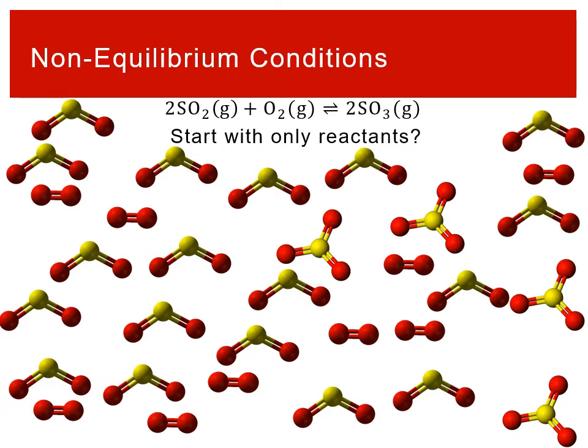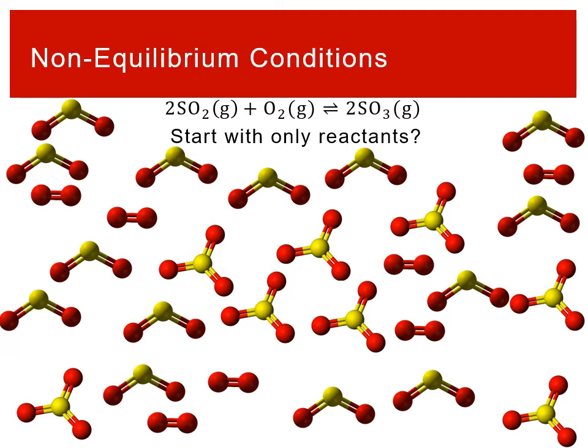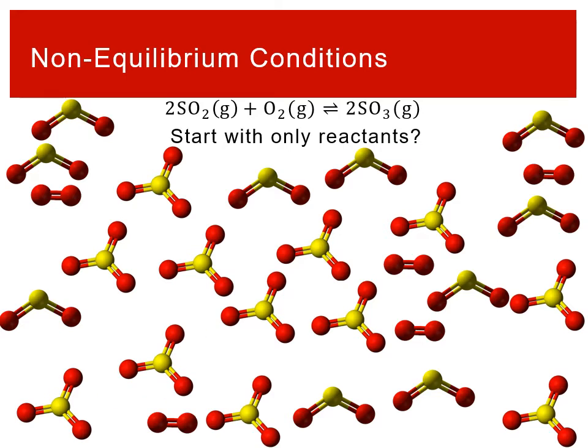And this will continue, always with the same stoichiometry, making products, until eventually we reach the same equilibrium that was defined for the reaction. It didn't matter that we started with only reactants. The equilibrium that we reached still looks like the equilibrium we showed before.